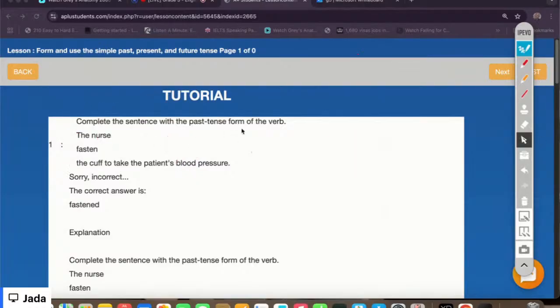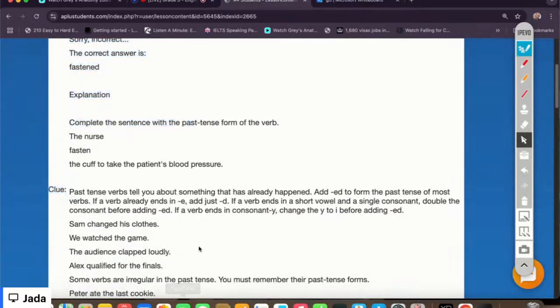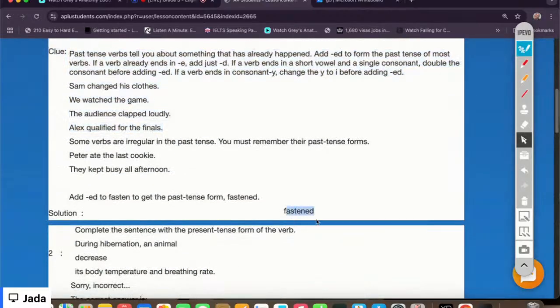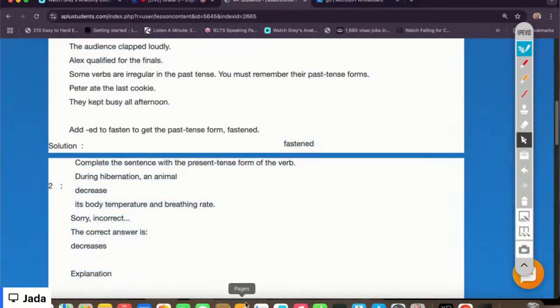So complete the sentence with the past tense form of the verb. The nurse fastened the cuff to take the patient's blood pressure. So fasten, you're going to have what? Ed. Okay.